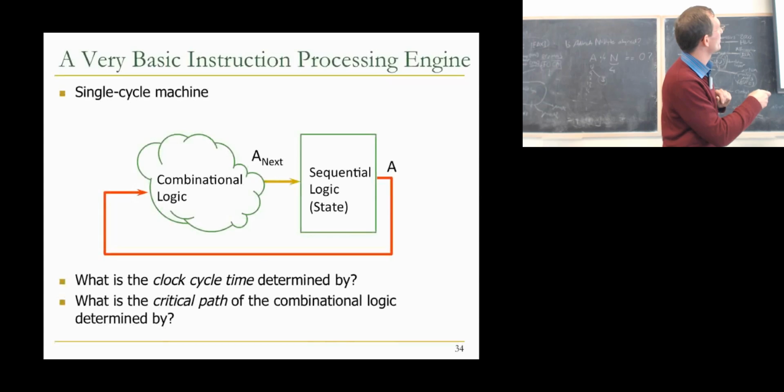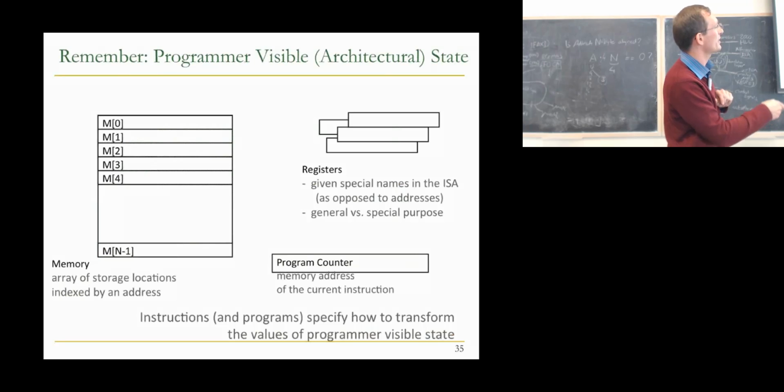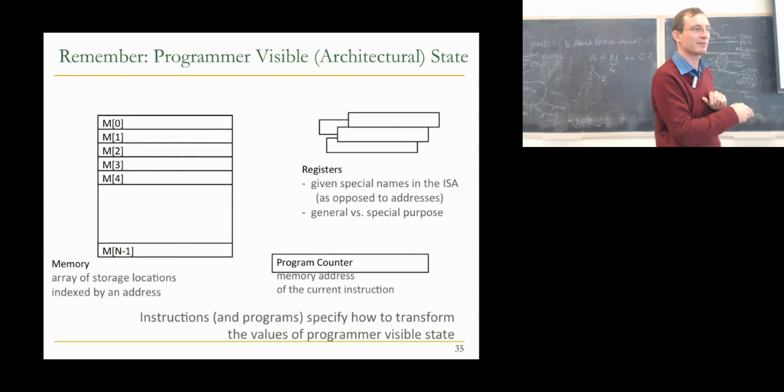But let's remember what programmer visible architectural state is. This is A. A basically looks like this. It's memory, program counter, and registers. Right? You've seen this before.